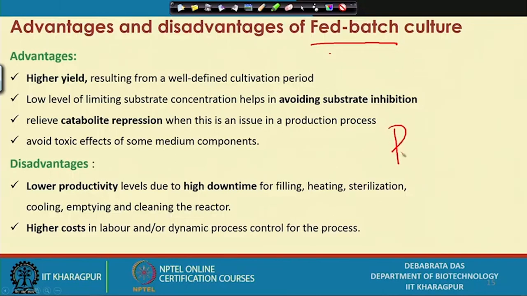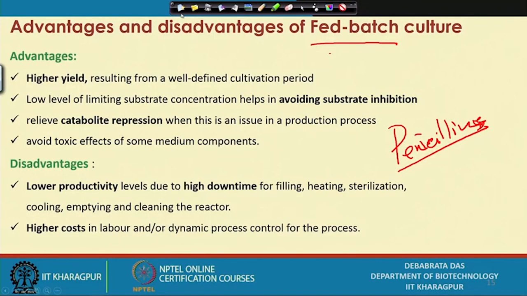Another example is the penicillin fermentation process. In the penicillin fermentation process, what is happening? We know that the precursors required are phenylacetic acid and phenoxyacetic acid, am I right? One mole of phenylacetic acid produces one mole of penicillin G, and one mole of phenoxyacetic acid produces one mole of penicillin V. Since these are acids, if we add all this acid at a time, it will give some kind of inhibition effect on the growth of the cell. That is a major drawback.